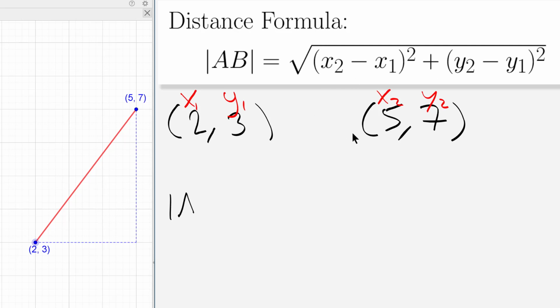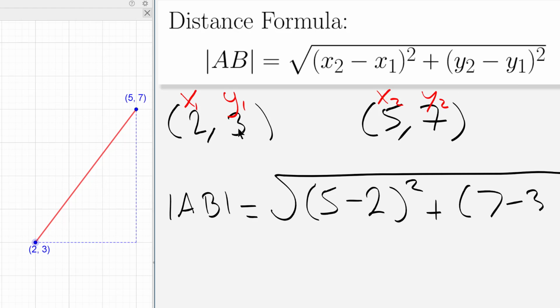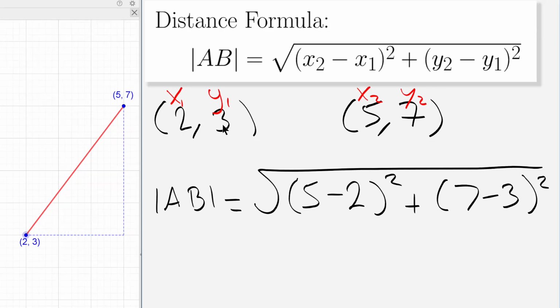So the distance from the points A to B, if we label the first point A and the second point B, is the square root of (x2 minus x1) squared. So that will be (5 minus 2) squared, plus (y2 minus y1) squared, (7 minus 3) squared. And then the rest of it, once you've filled in, is just calculating it.